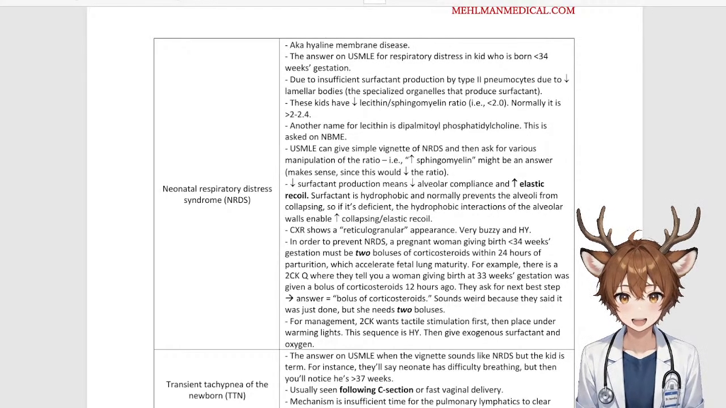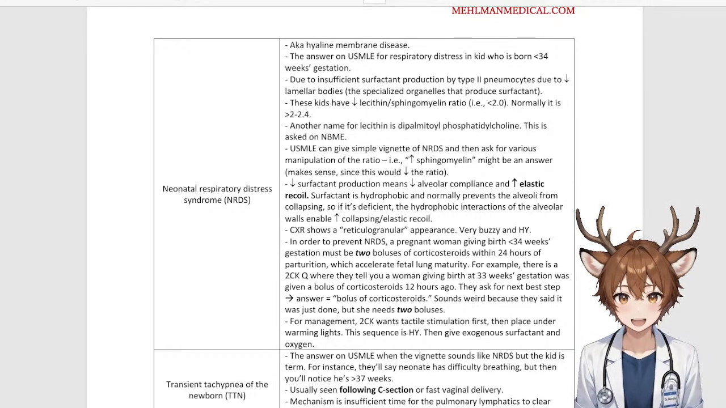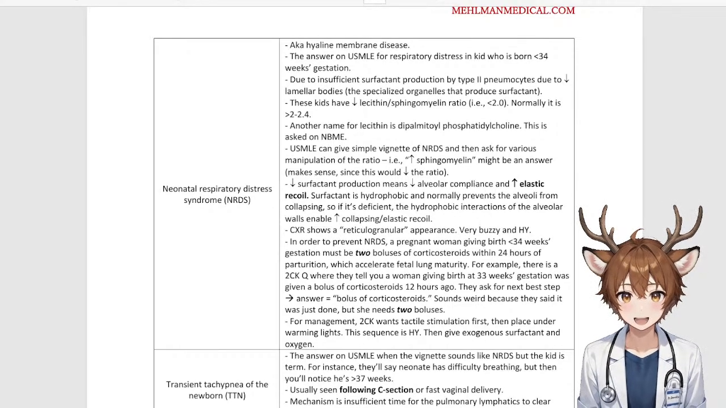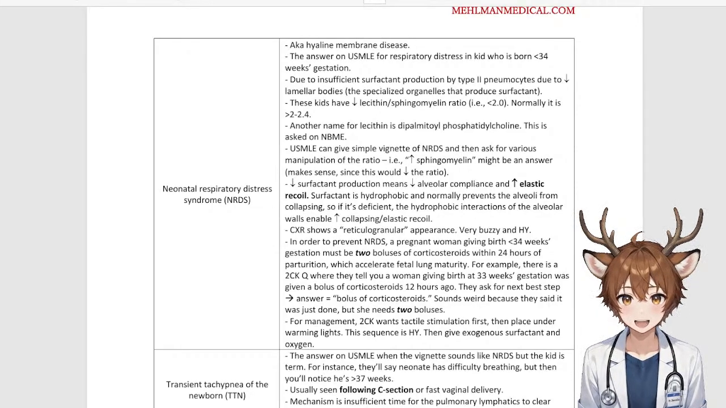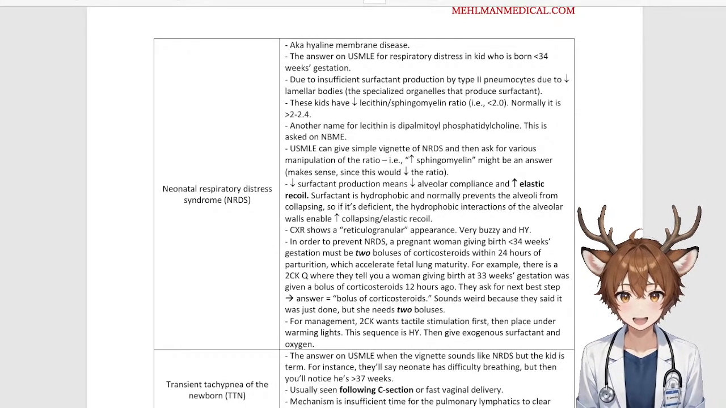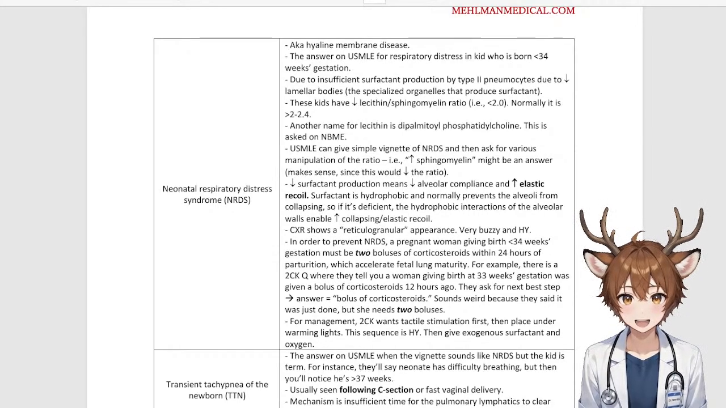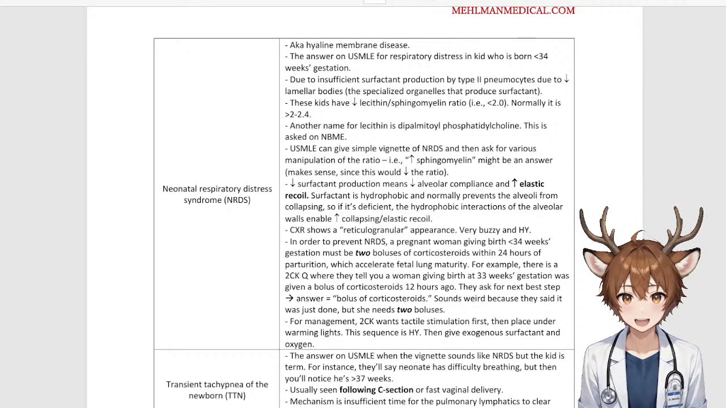In order to prevent NRDS, a pregnant woman who gives birth less than 34 weeks gestation must get 2 boluses of corticosteroids within 24 hours of parturition, which accelerate fetal lung maturity. For example, there is a 2CK question where they tell you a woman giving birth at 33 weeks gestation was given a bolus of corticosteroids 12 hours ago. They ask for the next best step, leading to an answer of bolus of corticosteroids. Sounds weird because they said that was just done, but she needs 2 boluses.